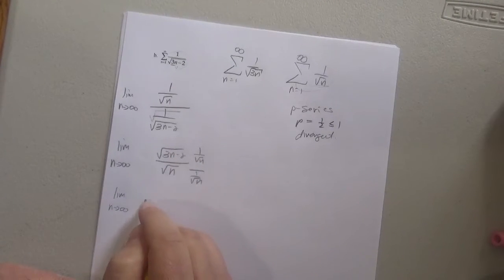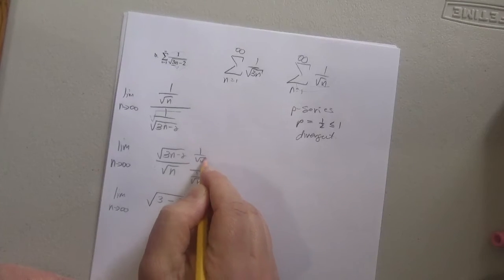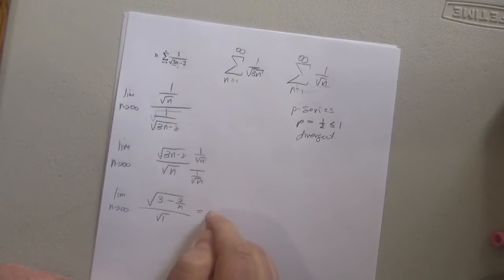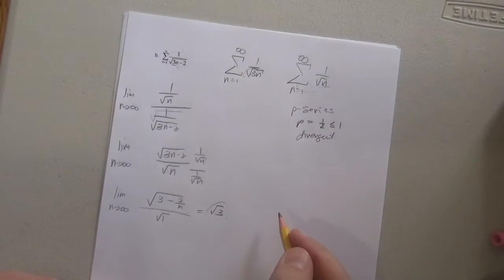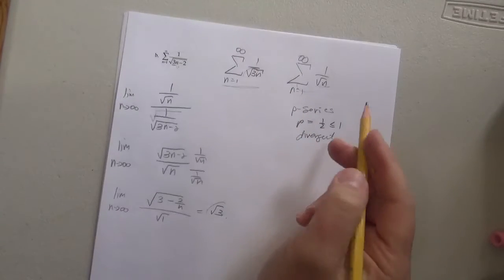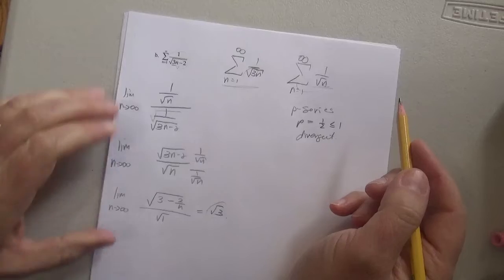And when I put this inside, I get 3 minus 2 over n, right? Because this radical just kind of slides inside there. Over, this is just the square root of 1. Well, this gives me radical 3. Oh, look at that. That's where that radical 3 came from. Okay, so is it wrong to use this series here and say it's a p-series divergent series? No, I just find this to be more attractive to work with.